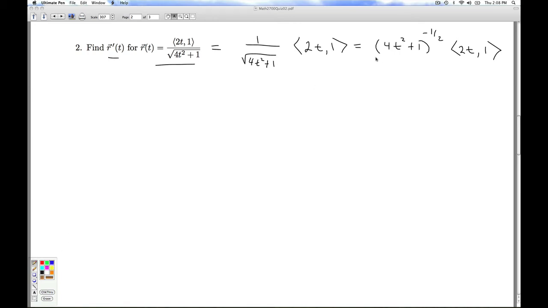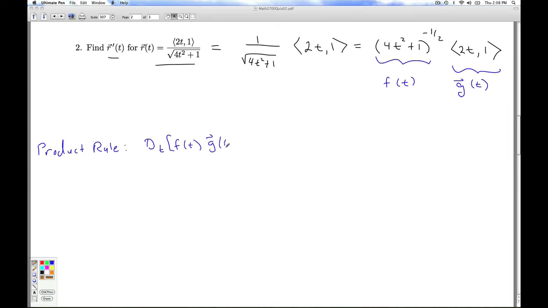And so if I look at this, I've got a form of a scalar function f of t times a vector function, say g of t. And so we do have a product rule that applies. You want to take the derivative of a scalar function times the vector function. It's just like the product rule you know from Calc 1. You take the derivative of the first factor times the second factor plus the first factor times the derivative of the second factor. So that carries over from Calc 1. And so here we go.